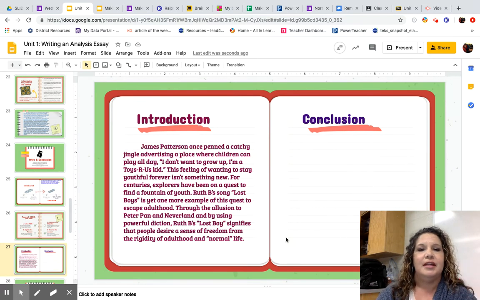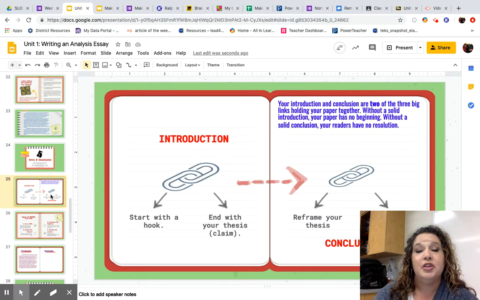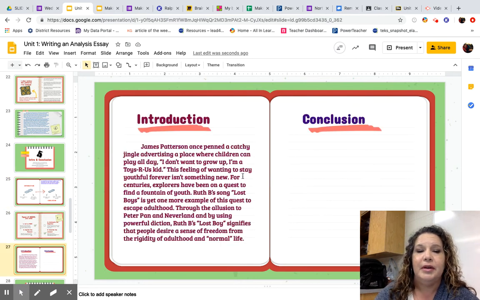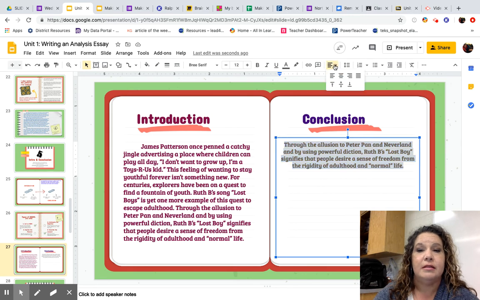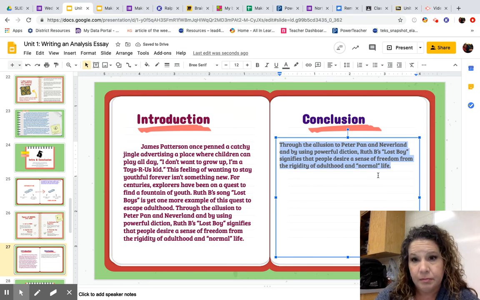Alrighty, so I have my introduction, and I need to write my conclusion. Let's look back at the hints. With a conclusion, we always want to reframe our thesis, and we want to leave our reader with a powerful thought. So to help me reframe, I'm going to simply insert a text box and paste my thesis here. Remember, in this sense, I'm using thesis and claim statement interchangeably because for this essay, your thesis is your claim.